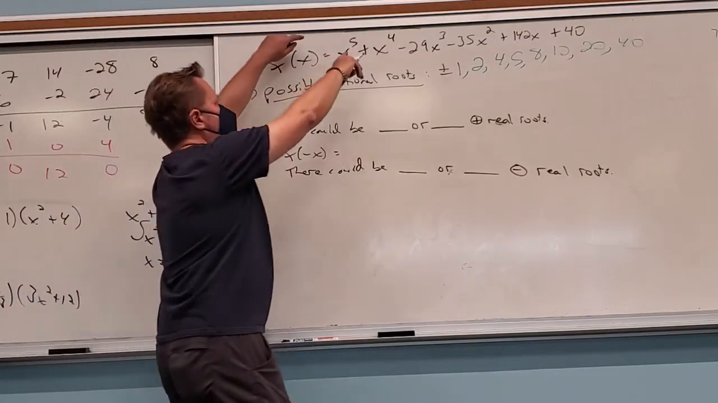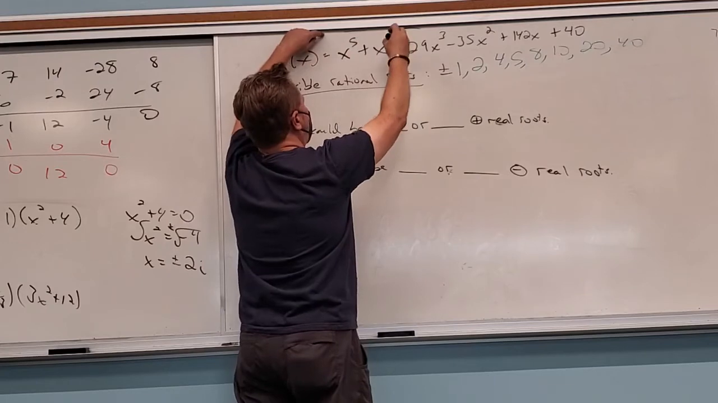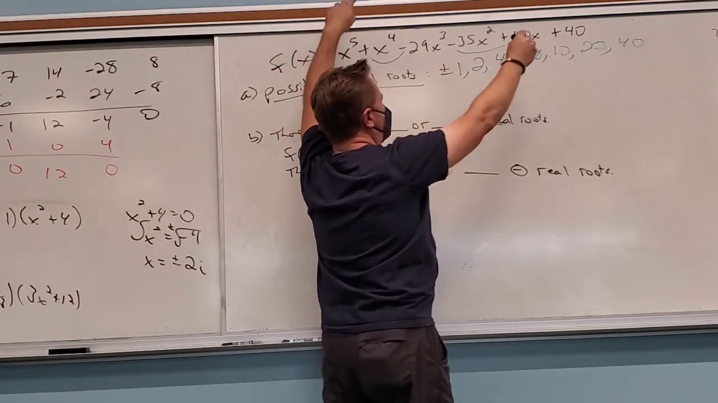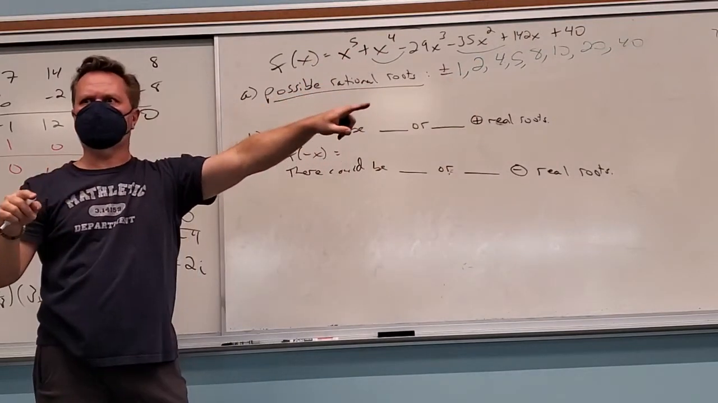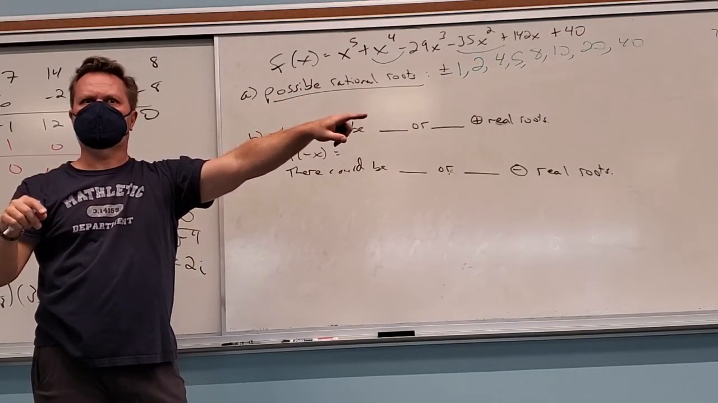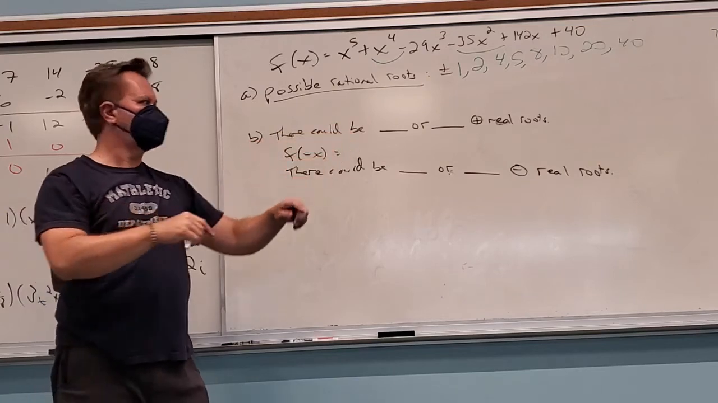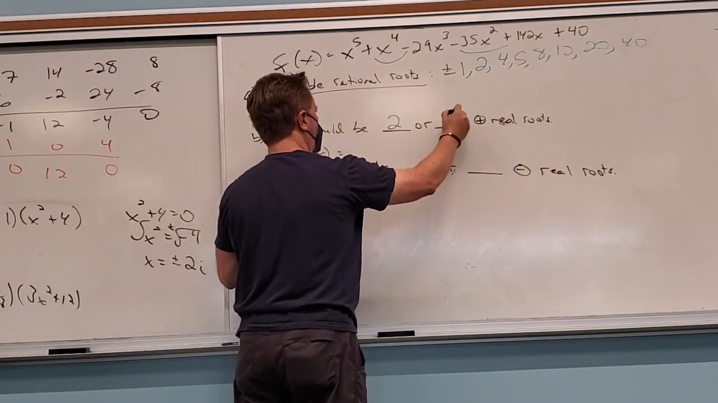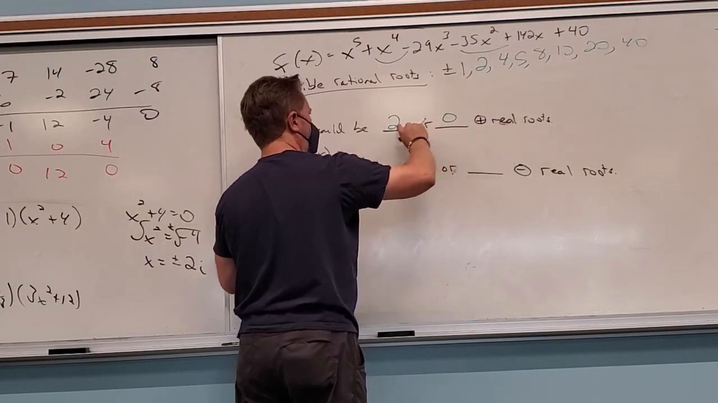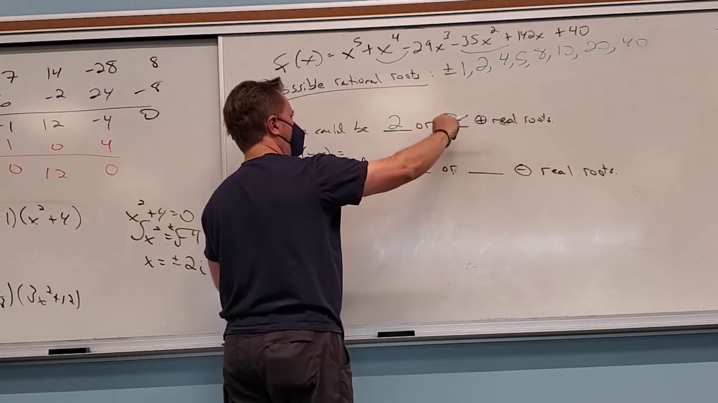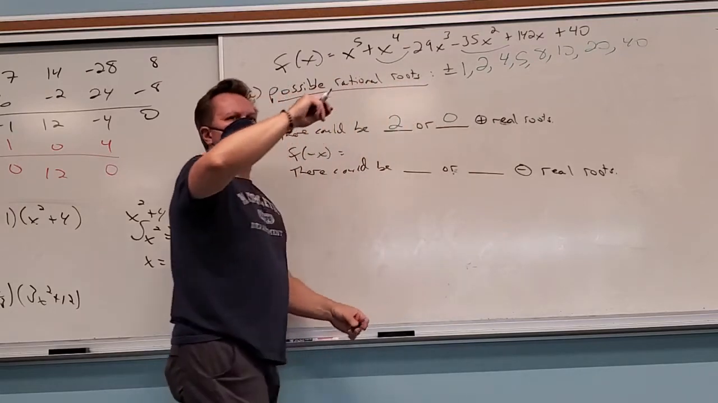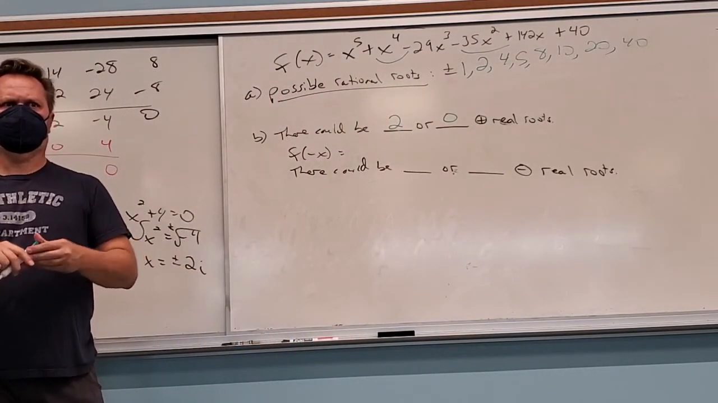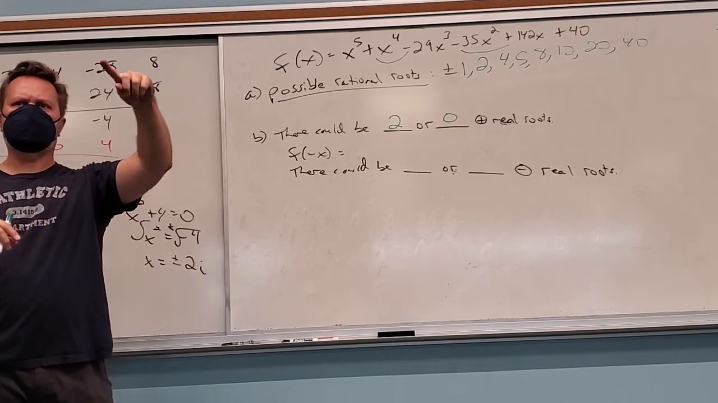How many changes in sign are there in the function itself? 1, 2. So as you move through, aren't there 2 changes in sign? So that means there could be 2 or 0 positive real roots, because either there's 2 positive roots or there's 2 complex roots. So it always goes down by 2.